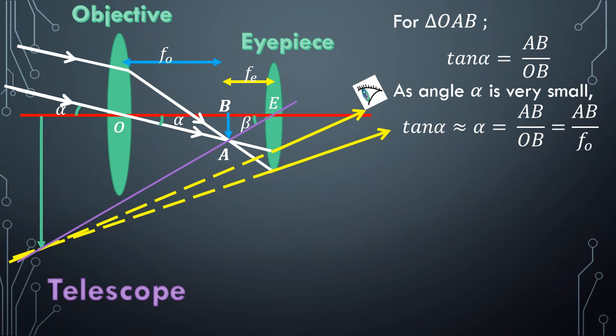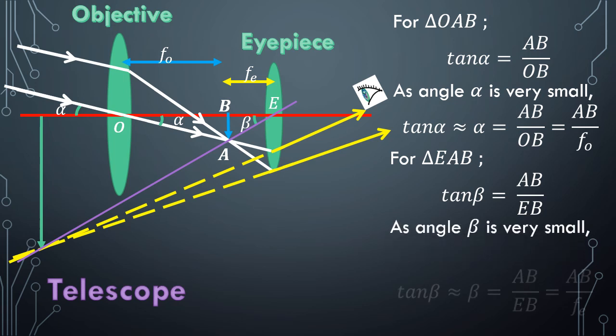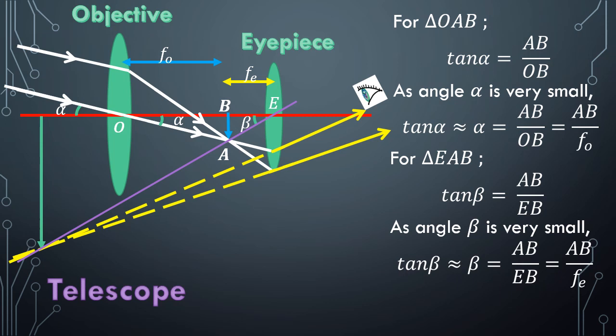Similarly, let us consider triangle ABE. So for triangle ABE, tan beta will be equal to opposite, that is AB, over adjacent, that is BE. Again, here beta will be very small. So therefore tan beta will be nearly equal to beta, and that will be equal to AB over EB, and that is equal to AB over FE.